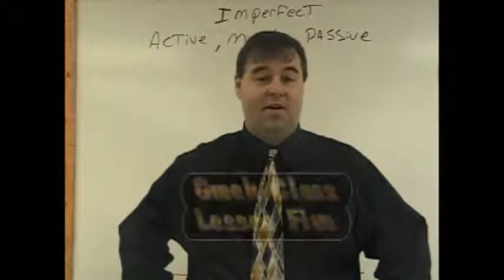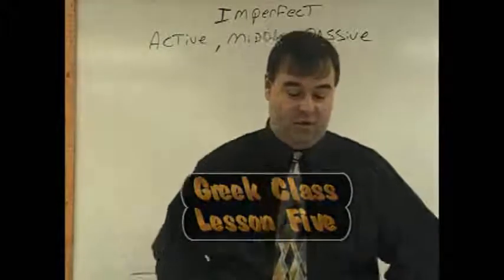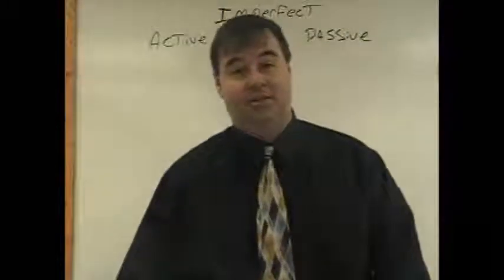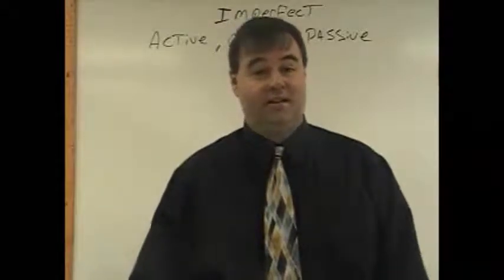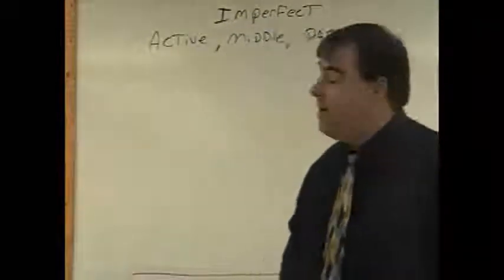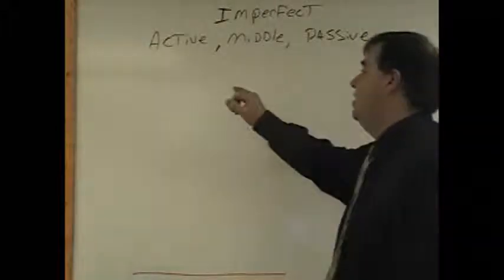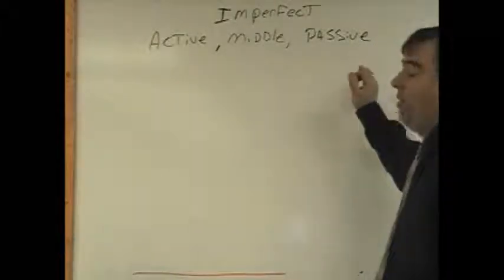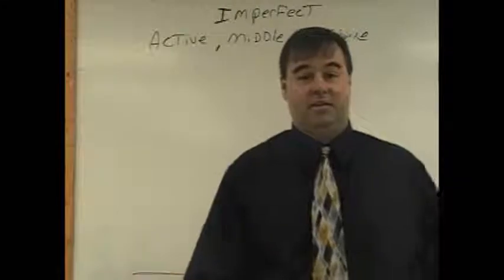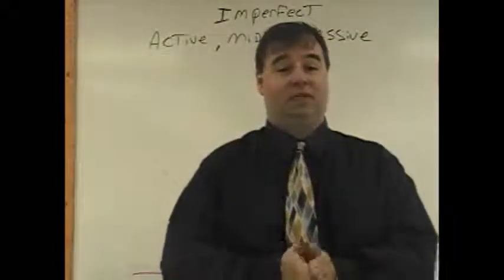We have been working on beginner Greek for about 4 lessons, and today we are on lesson number 5. Lesson number 5 is the imperfect tense. We're going to be working on the active, middle, and passive. So the present is gone, and now we go to the imperfect.